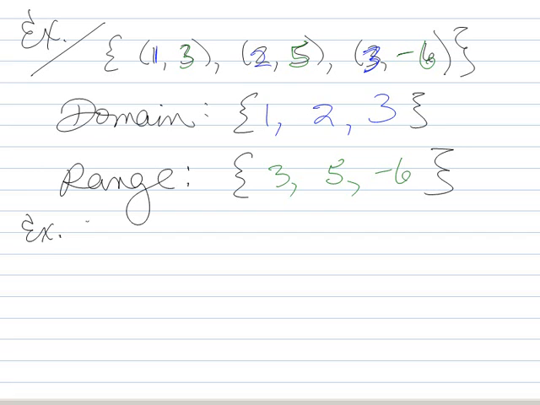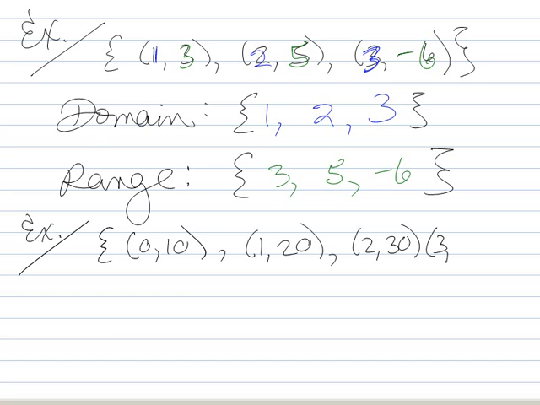Good. Try another one. Make sure you got it. Say I've got (0, 10), (1, 20), (2, 30), and (3, 20).